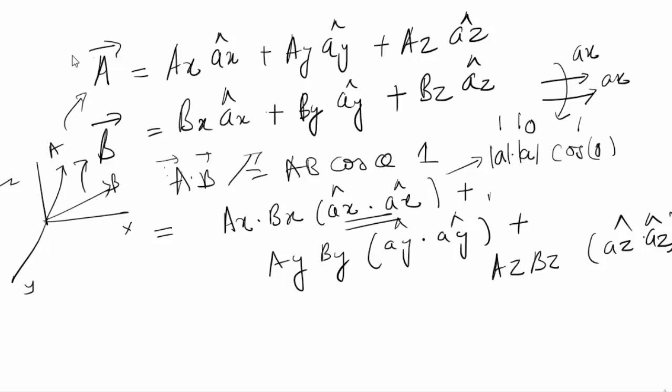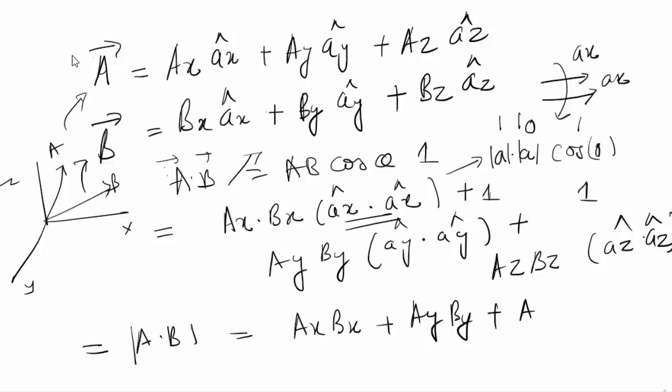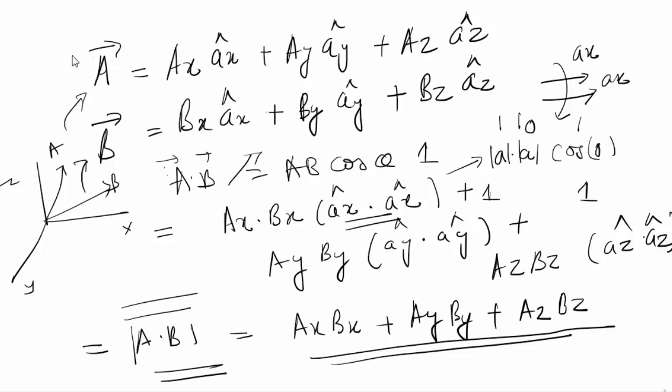So finally, A dot B will be Ax into Bx plus Ay into By plus Az into Bz. This is how I get only a magnitude when I do a dot product of two vectors. So that is how I demonstrated it. You will get only the scalar part, and this is how you can apply it.